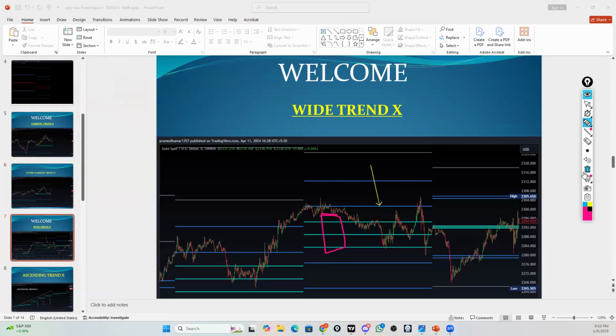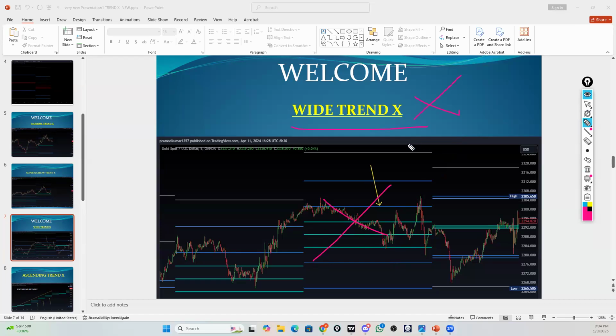So better you should avoid taking the trades here because the entire day market can be sideways just like this. But yes, sometimes it will be a trending day when we see a wide weekly. But we don't know, right, whether it will be trending or what. At least we can say that yes, it can be a sideways market. Better we should avoid trading on this day. So remember, wide trend X, just avoid.